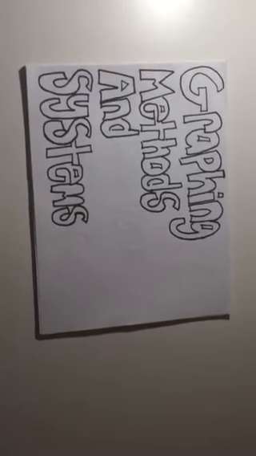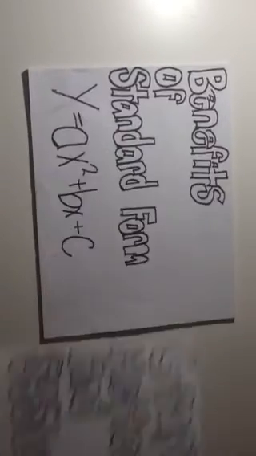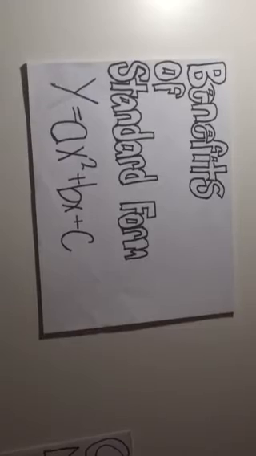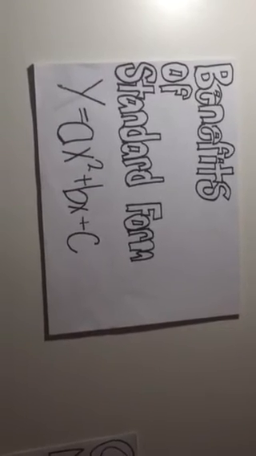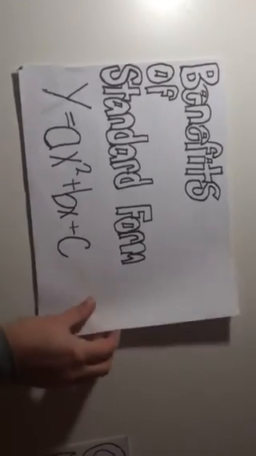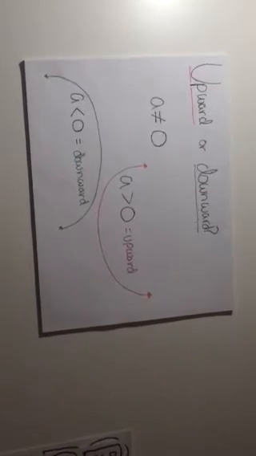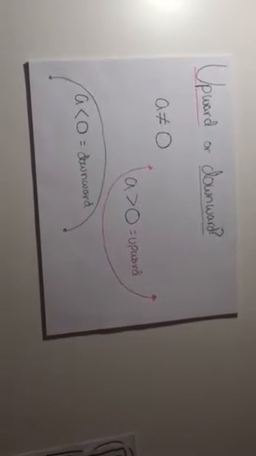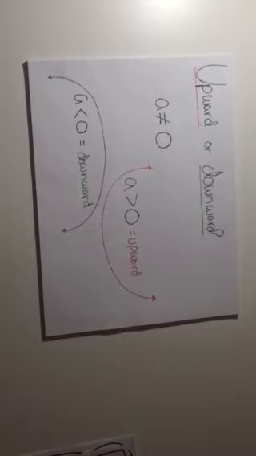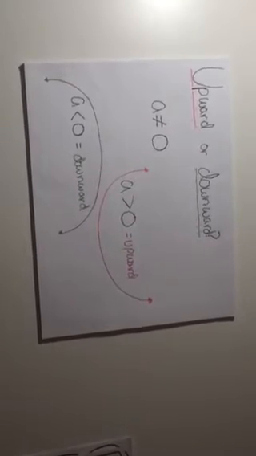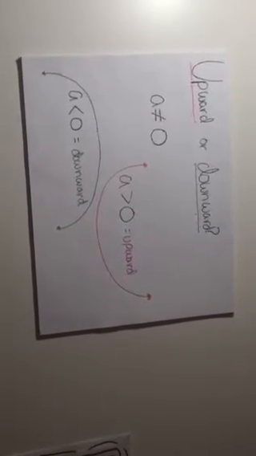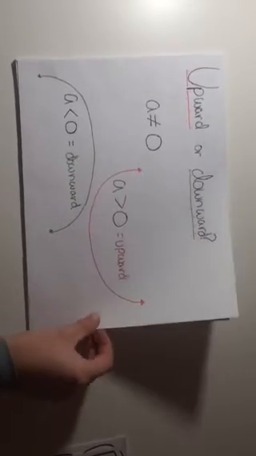Graphing methods and solving systems of equations. Benefits of standard form, which is written as y equals ax squared plus bx plus c. The first benefit is that you can tell if the parabola will open upward or downward. A cannot be equal to 0, but if a is greater than 0, the parabola will open upward. If a is less than 0, the parabola will open downward.